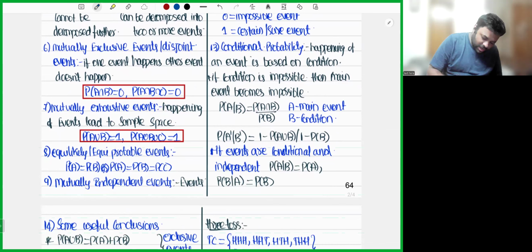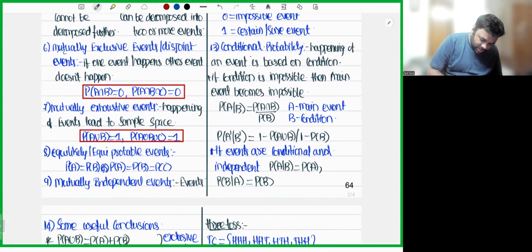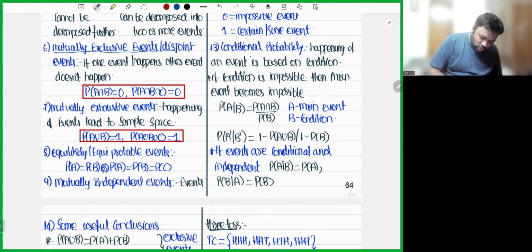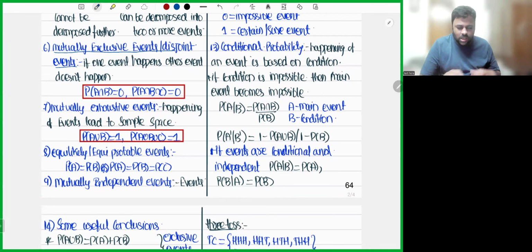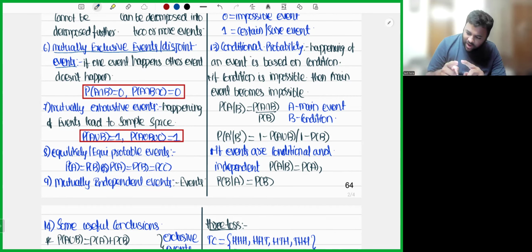Now, first, mutually exclusive events or disjoint events. What do you mean by mutually exclusive events or disjoint events? Mutually exclusive events means if one event happens, it prevents the happening of one more event. That's called mutually exclusive events or disjoint events. Say, for example, you're tossing a coin. When you're tossing a coin, you can get either head or tail. Means if head comes, tail will not come. If tail comes, head will not come.